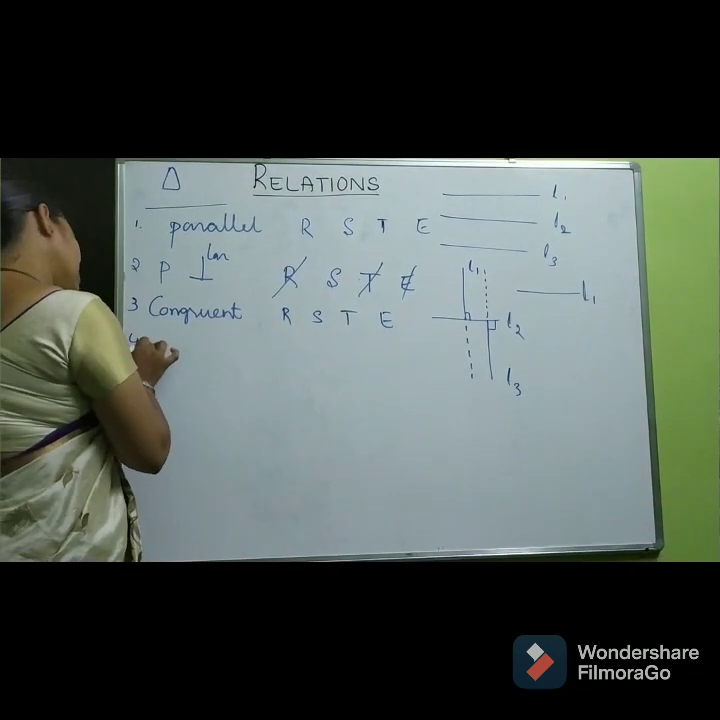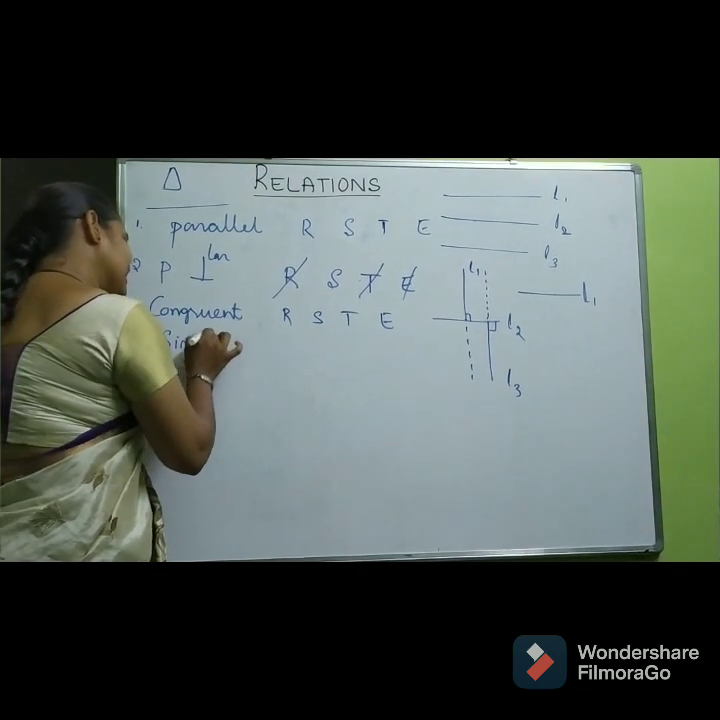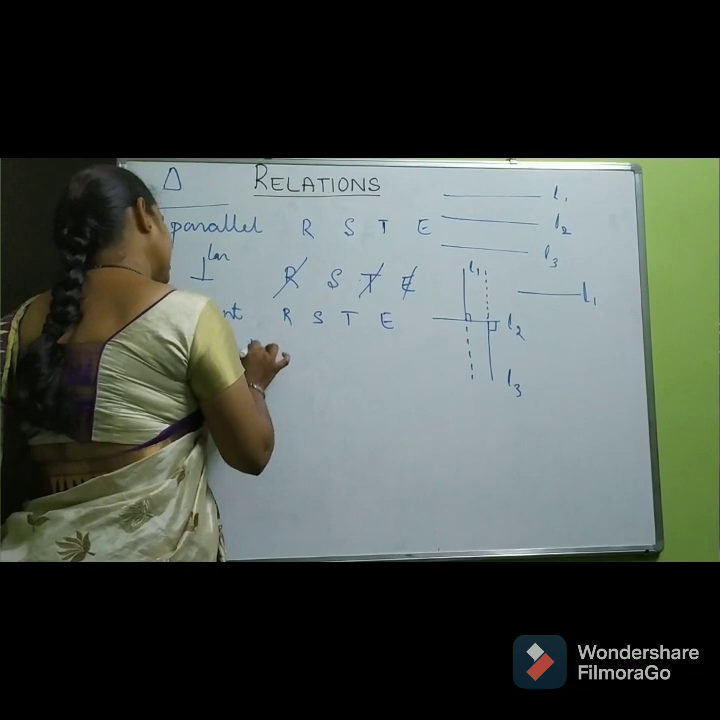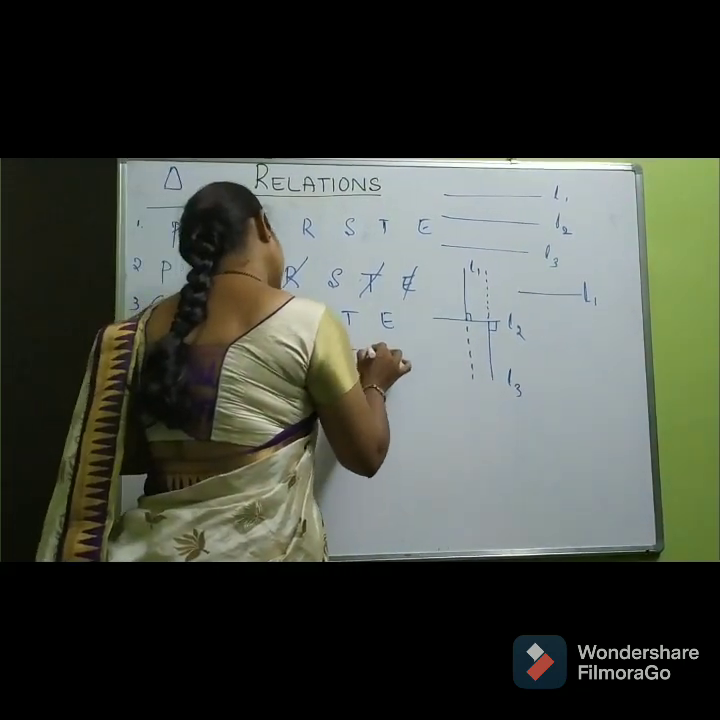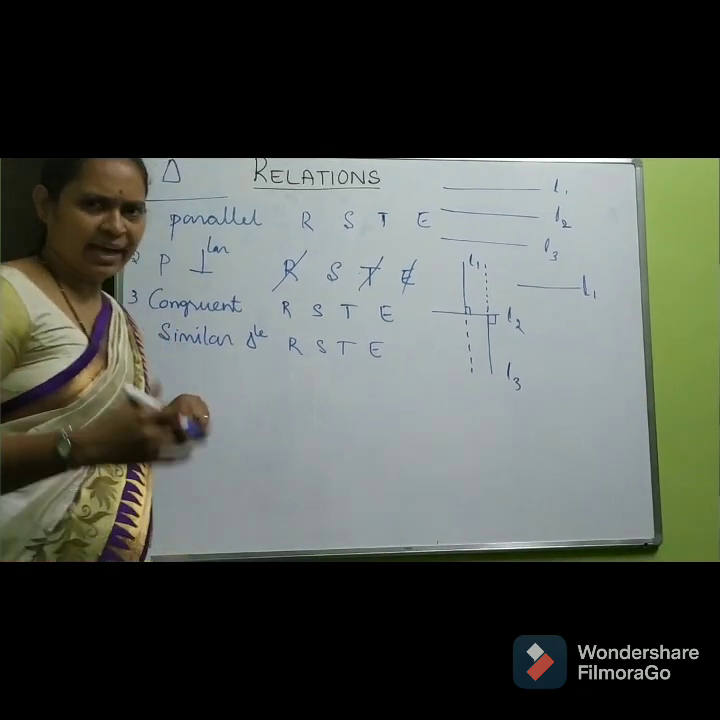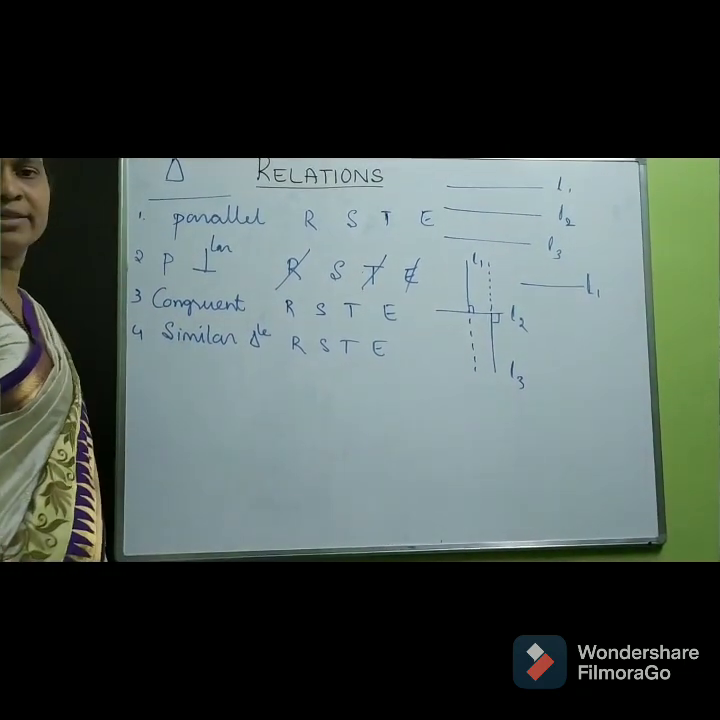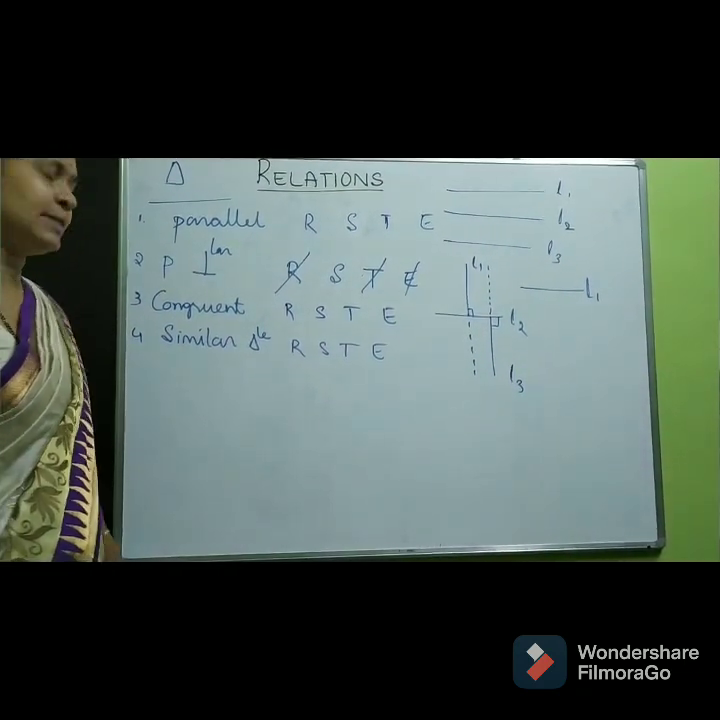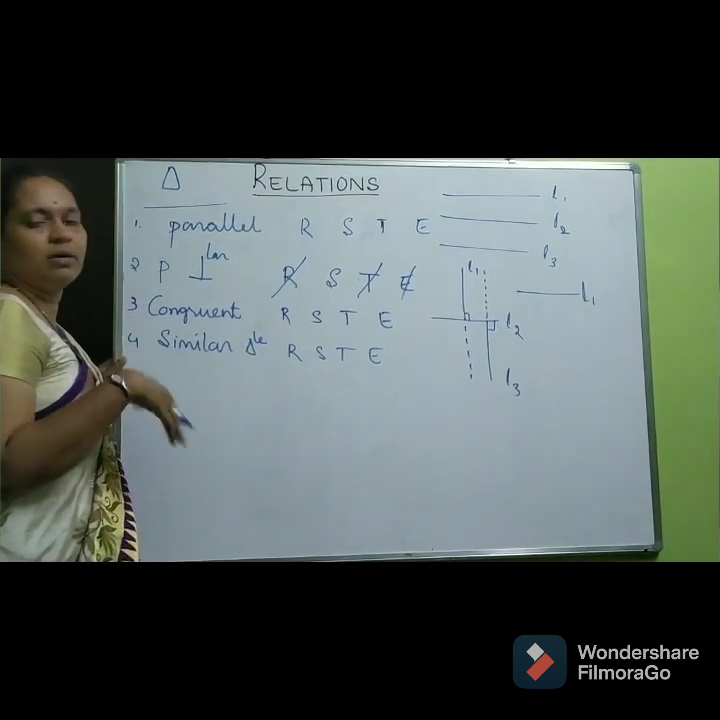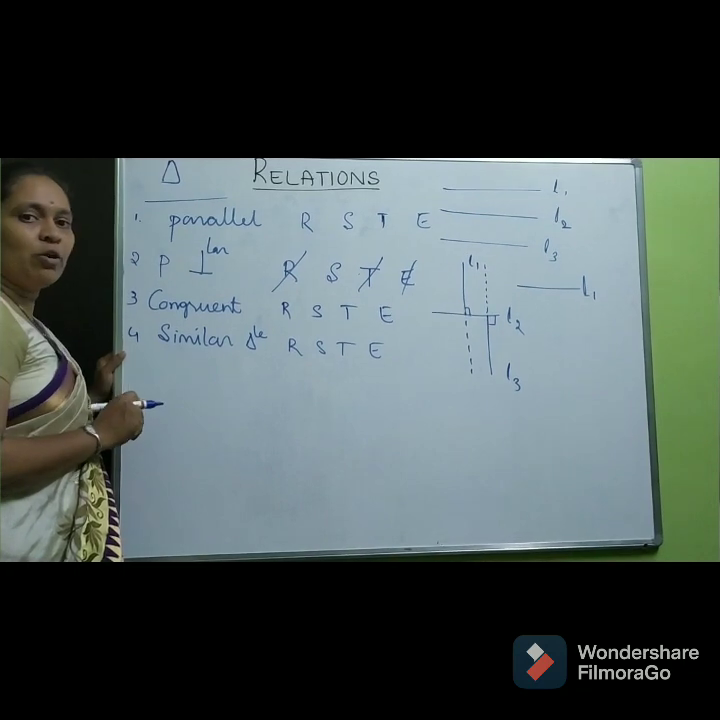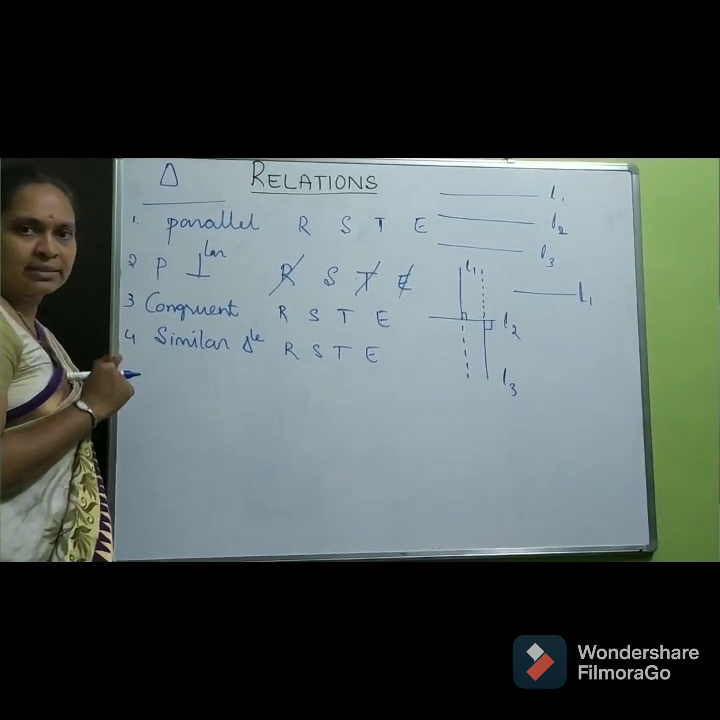Similar discussion will go for similar triangles. This is also reflexive, symmetric, transitive and equivalence. I know you followed how similar triangles have to be discussed. Okay, this is about figures, how the questions will come. Now we'll go for comparison between numbers.